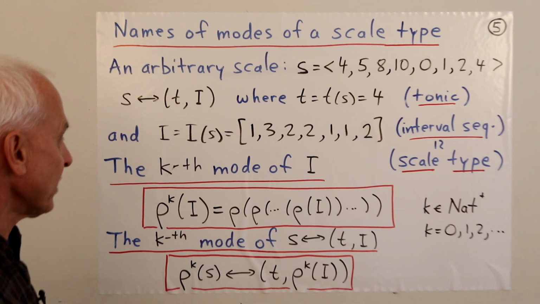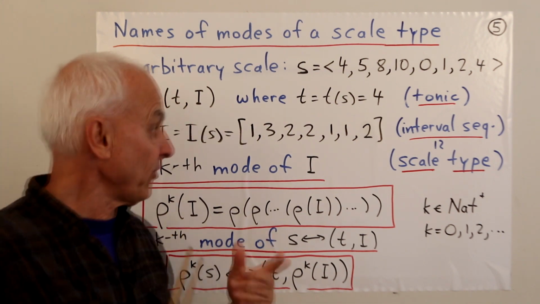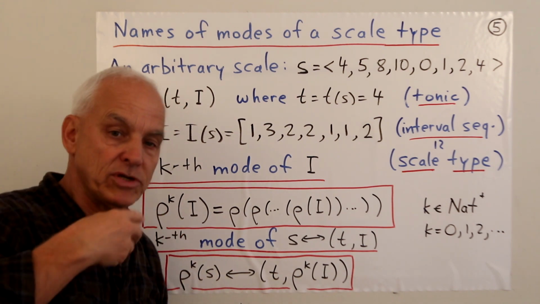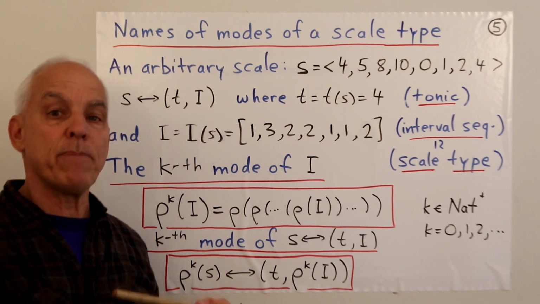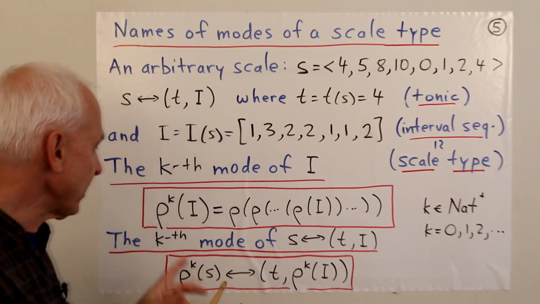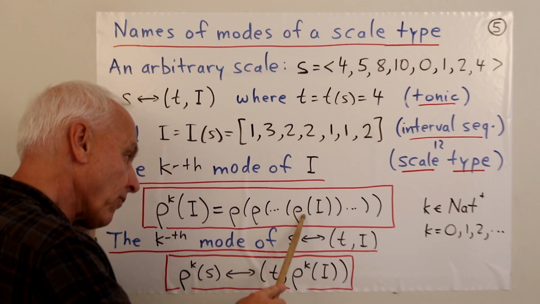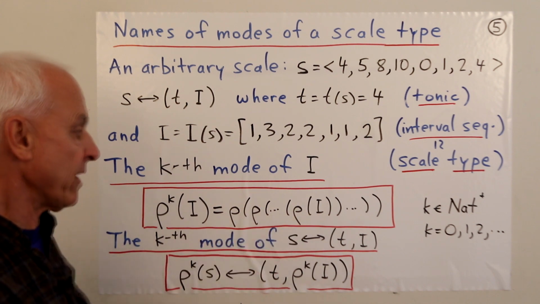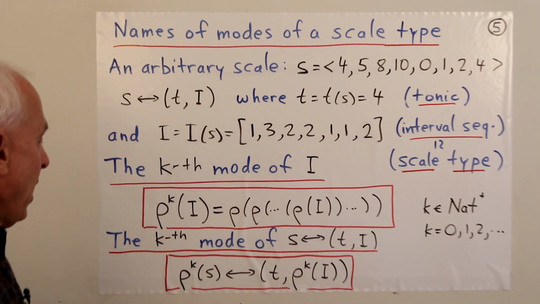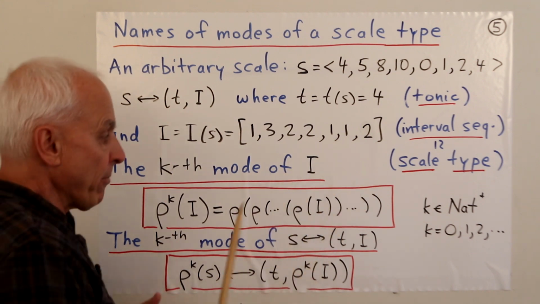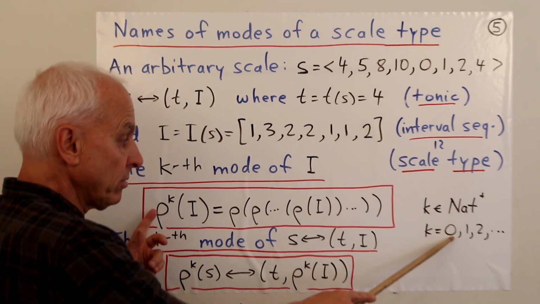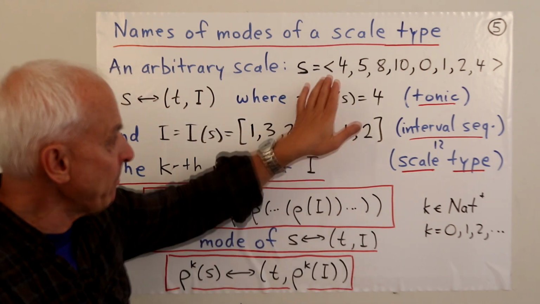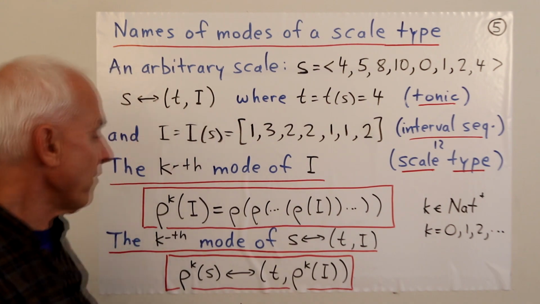So now we can talk about the kth mode of the interval sequence I. That's just what we get when we apply this rotation operator rho to the kth power. Okay, that makes sense, right? So what that is, is we're applying rho to rho to rho. We're applying k of these rhos to whatever I we're starting with. And k is a natural number here. So in particular, it could be 0, 1, 2, 3, etc. Although we would expect that there's going to be a repetition that depends on the size of S.